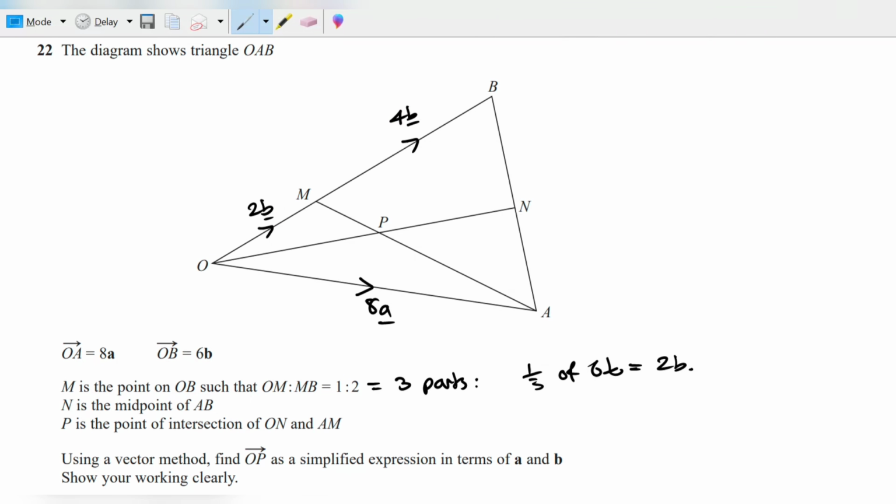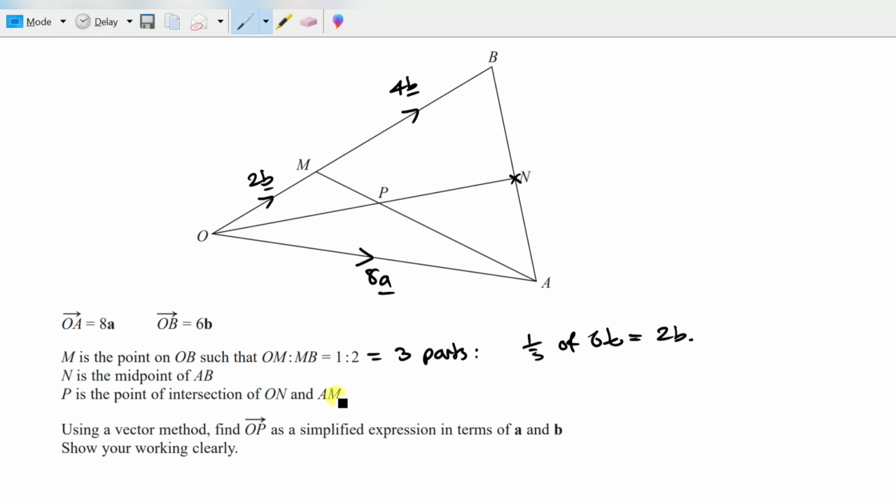Now, it says N is the midpoint of AB, so this is very useful, which is over here. And P is the point of intersection of ON and AM. Okay, so that's right over here. Using a vector method, find OP as a simplified expression in terms of a and b. So they want us to basically find a vector for this one right here. So that's our objective. Now, when it comes to these kinds of questions, guys, there's always one usual way to do it, which is to make 2 pairs of OP equations and solve them simultaneously.